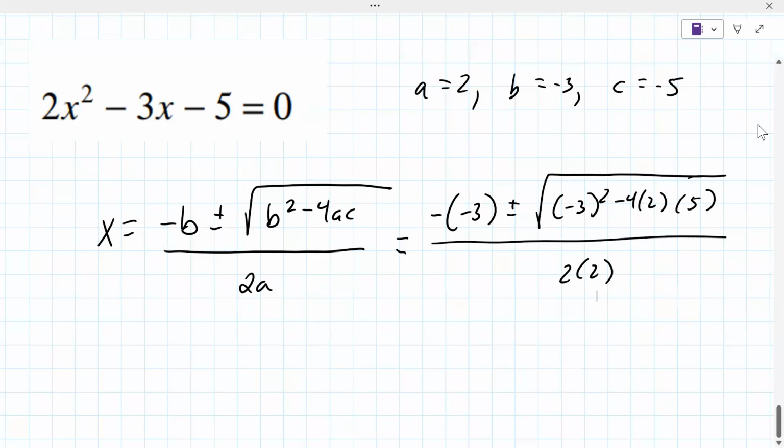-49. It is not negative. Or is it? No. Sorry, C is -5. I didn't put that in there. That will slightly change your answer. So it's +49. Yes. So it's 3 plus or minus the square root of 49 over 4. Could you simplify those for us, please?